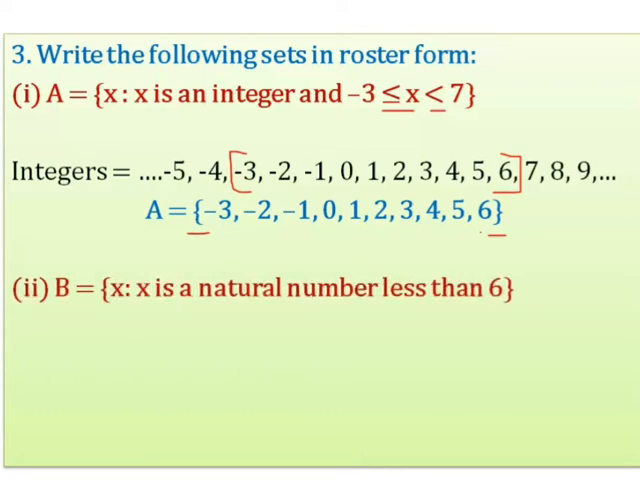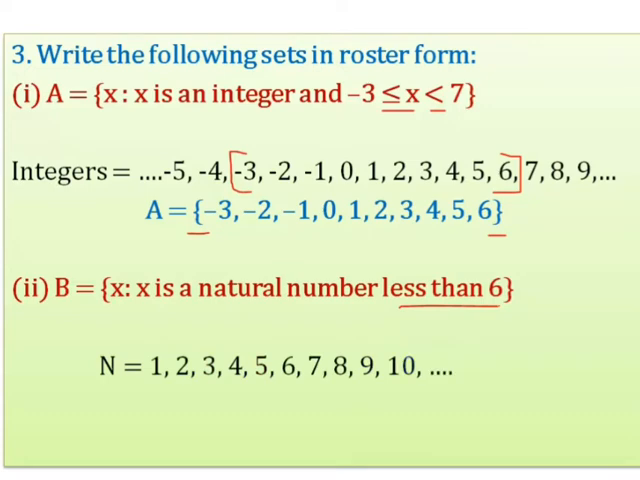The second subdivision is B is equal to the set of all x such that x is a natural number less than 6. The natural numbers start from 1 and go till infinity. So we have to write only the numbers less than 6. So the set B is equal to 1, 2, 3, 4, 5.